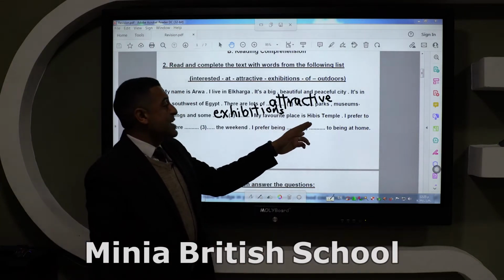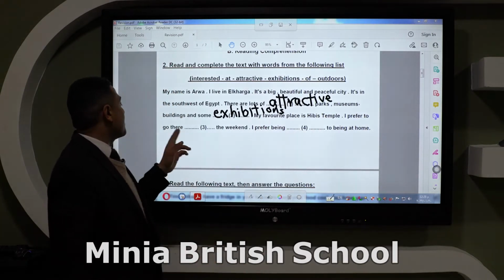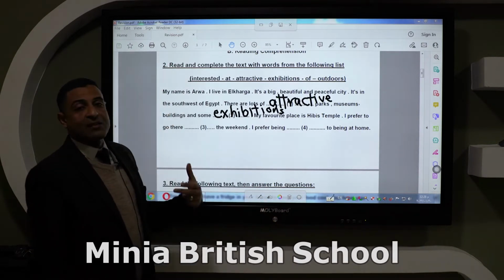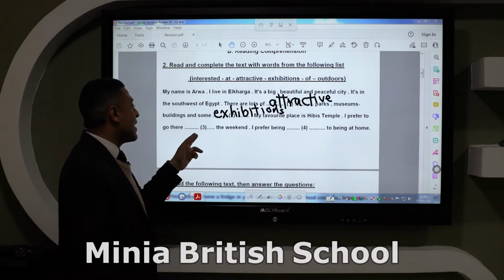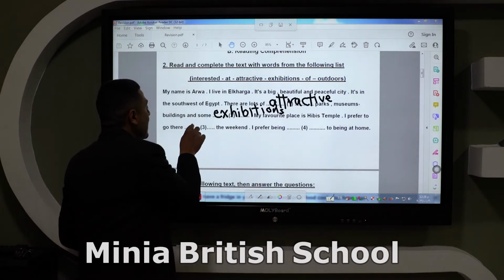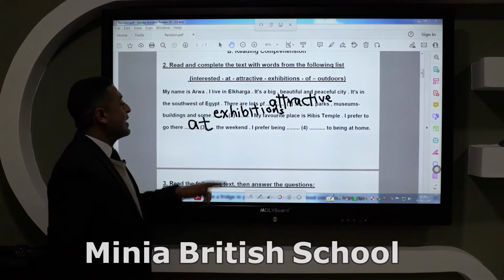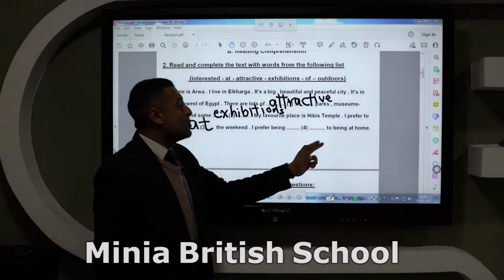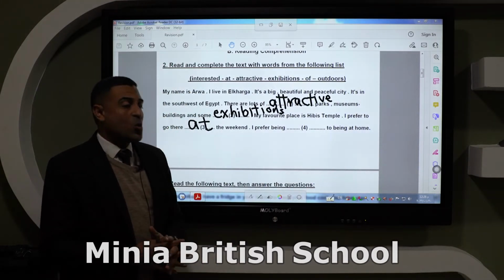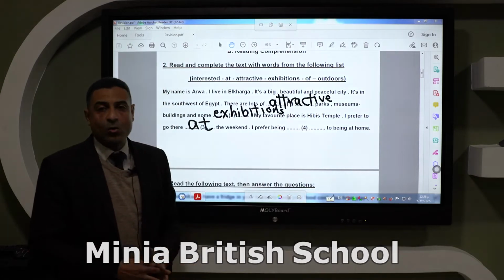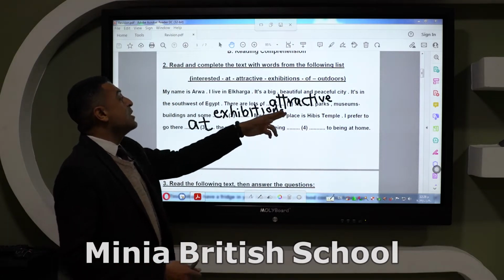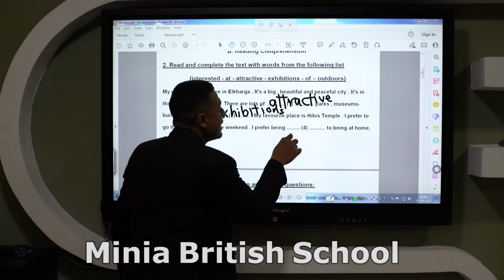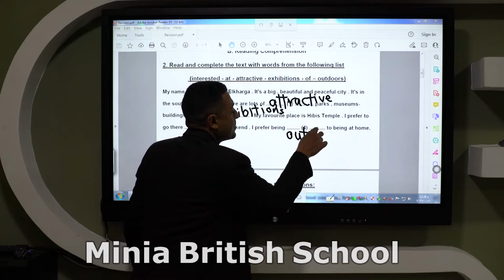My favorite place is Hebes Temple. I prefer to go there the weekend. So here we have to check the correct preposition that can be used before this expression, the weekend, and it's at the weekend. I prefer being space to being at home. So she doesn't like to be at home. She doesn't like to stay at home. So she likes being outdoors, or she prefers being outdoors.